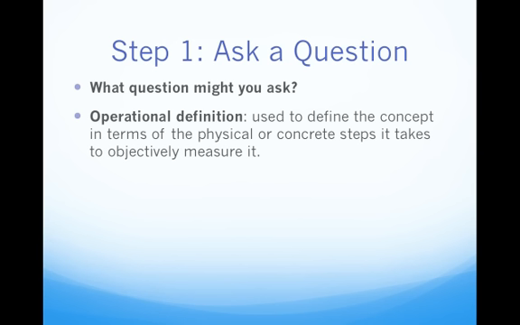And what is an operational definition? It's used to define a concept in terms of physical or concrete steps it might take to objectively measure it. What does this mean? Let's go back to our example of the kind of movie and kind of movie food that you get. There we have two concepts, right? We have movie genre and we have movie food. So you have to create an operational definition of what a movie genre is and what movie food is.